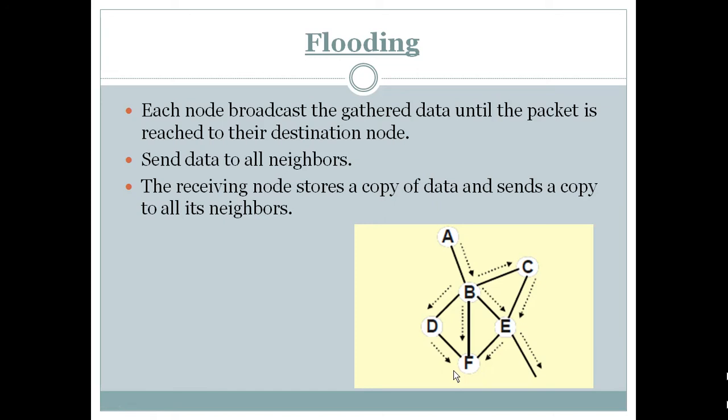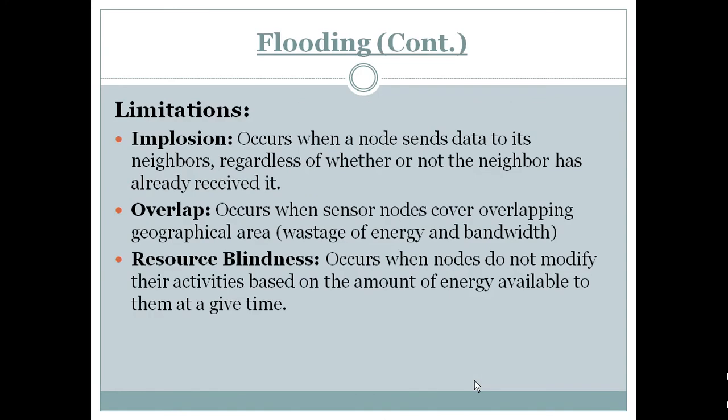So here the same packet or same data has been received by a single node from multiple nodes, B and D. So F has the same duplicate data received from B and D. This is what implosion is. The second approach is overlapping. Now I'll show you with the diagram also here.